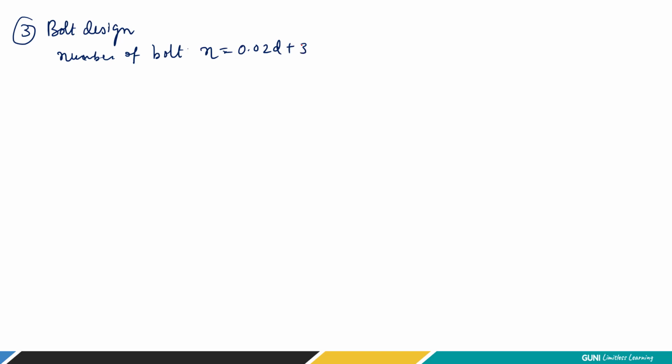Now let's talk about the bolt design. The third is bolt design, right? Now here we need to find out the number of bolts first, right? So number of bolts is given by n equals 0.02 d plus 3. So here 0.02 into 52 plus 3, which comes out at 4.04. Okay, so here we are going to consider 6 as the number of bolts.